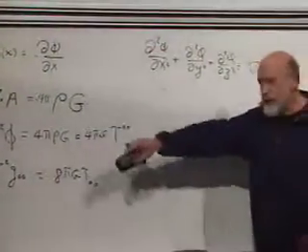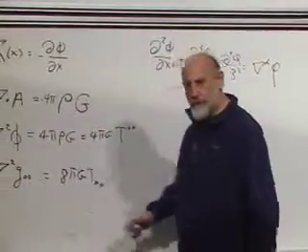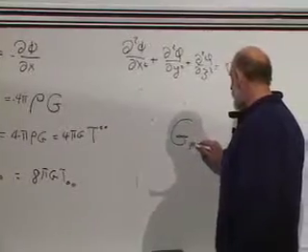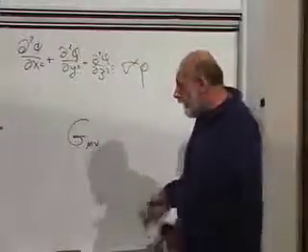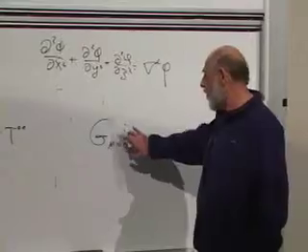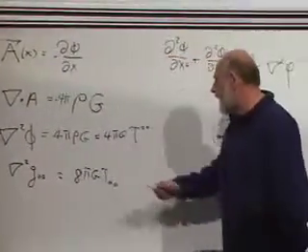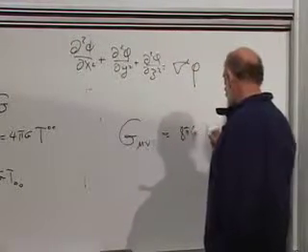A tensor on the left-hand side made up only out of the components of the metric. Let's give it a name. Let's call it G mu nu. I don't know what it is yet. I know some things about it, but it's something made up only out of the metric and some of its derivatives. And on the right-hand side, 8 pi G T mu nu.